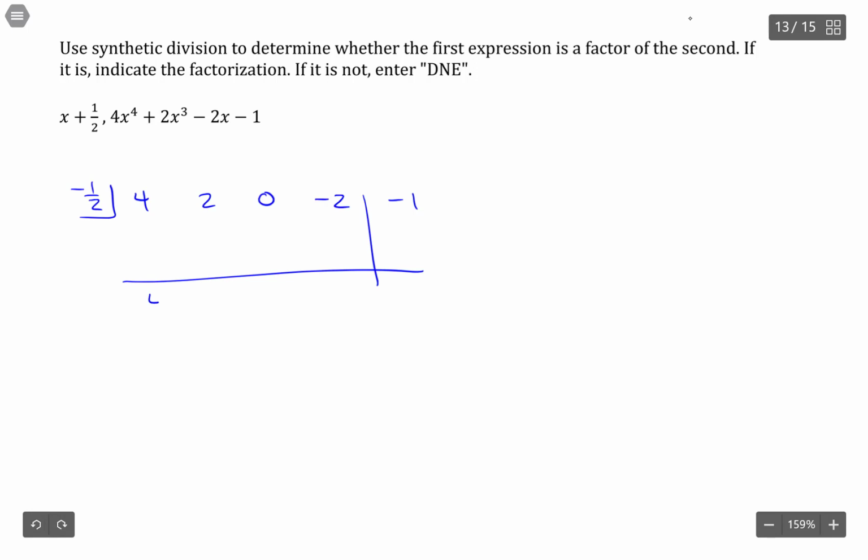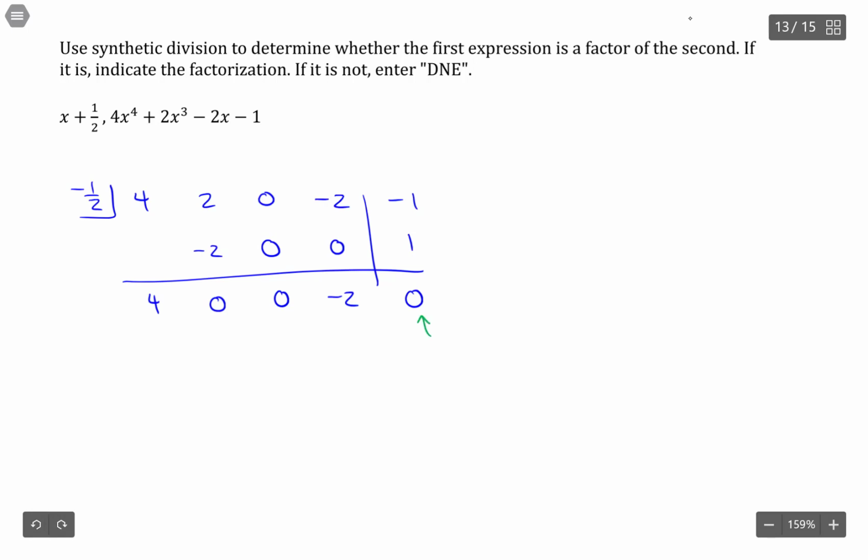So we bring the first item down for synthetic division, then we multiply it against this value here. 4 times negative a half is negative 2. These add up to 0. 0 times negative 1/2 is 0. These add up to 0 again. 0 times negative 1/2 is 0 again. And now we add up to negative 2. Negative 2 times negative 1/2 is positive 1, and those add up to 0 also.